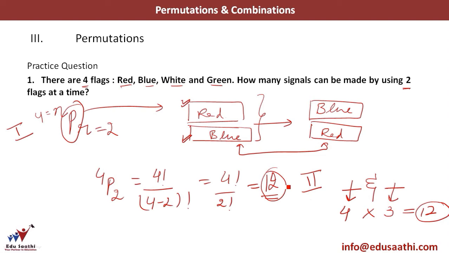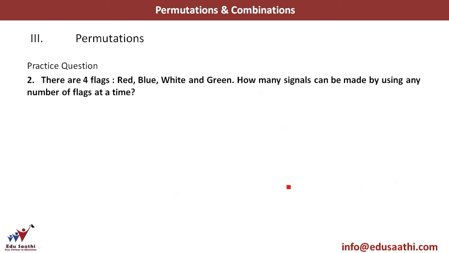Let's take another example. There are 4 flags, just as in the previous question: red, blue, white and green. How many signals can be made by using any number of flags at a time? Now this is the tweak here. I am telling you, you can use any number of flags. So I can use one flag, I can use two flags, I can use three flags, and I can use four flags. So let's take one by one.